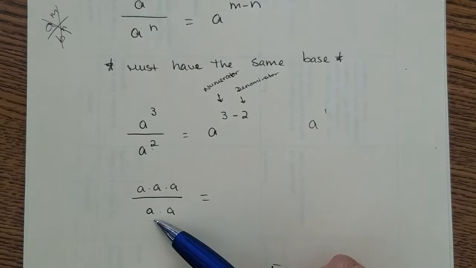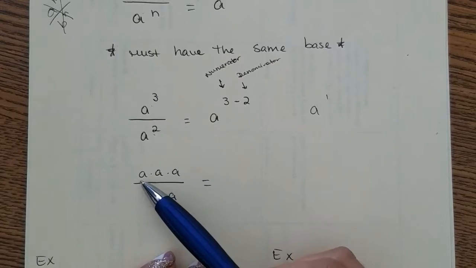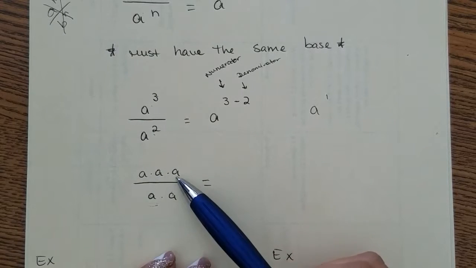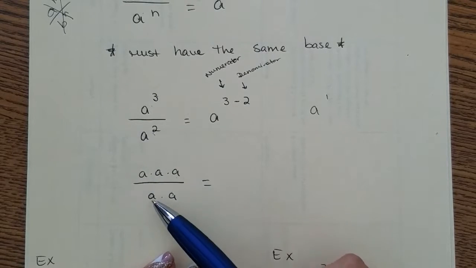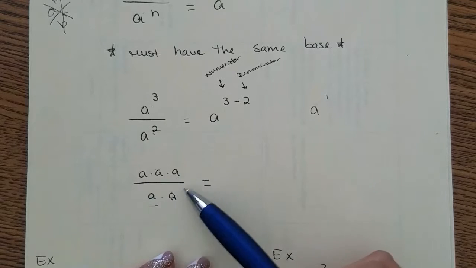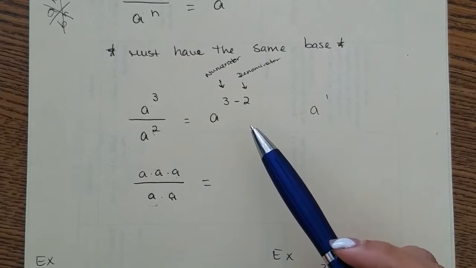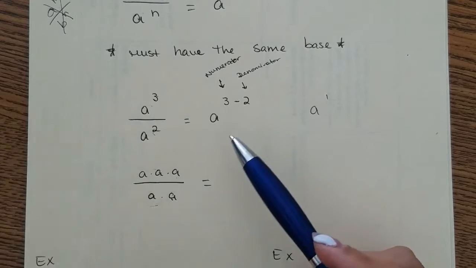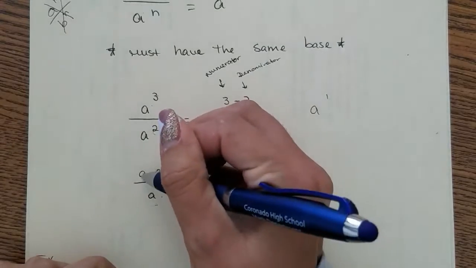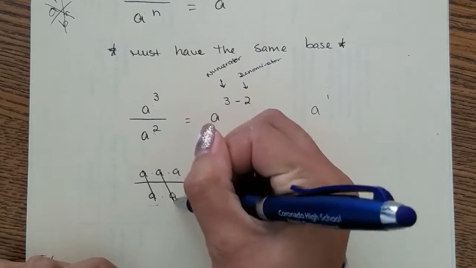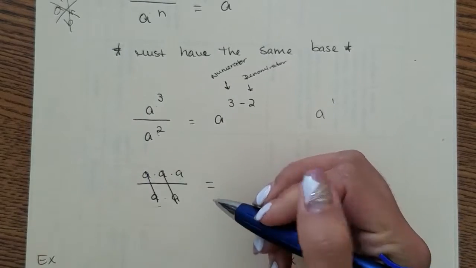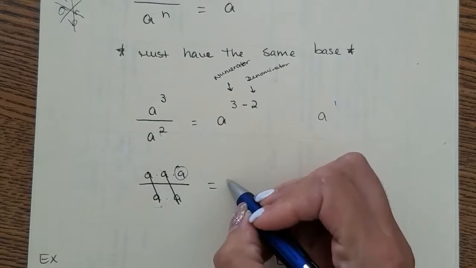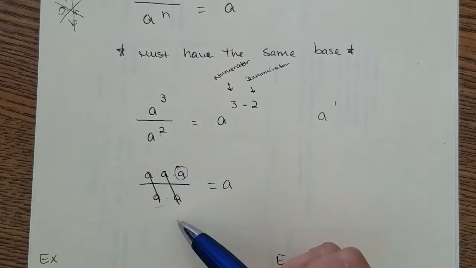So this is the way it looks when you break it down. A cubed is a times a times a. We have 3 a's here. A squared is a times a. So when you are dividing, they factor out. So a divided by a is 1. And a divided by a is 1. So these factor out to 1, and you're left with a by itself, okay, or 1a, or however many are left over. So that's why this works the way it does.